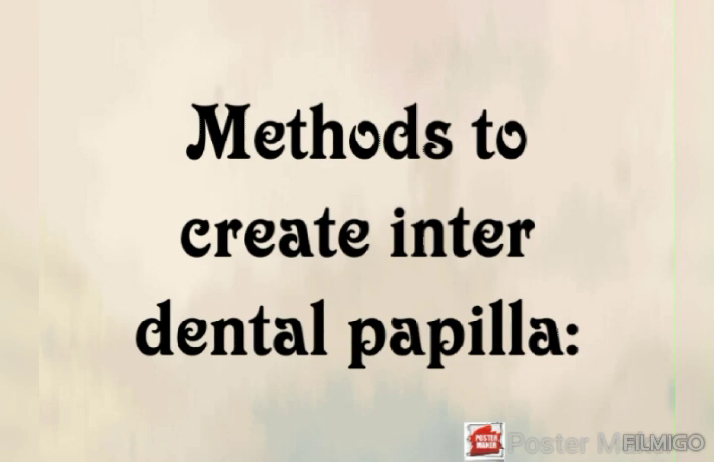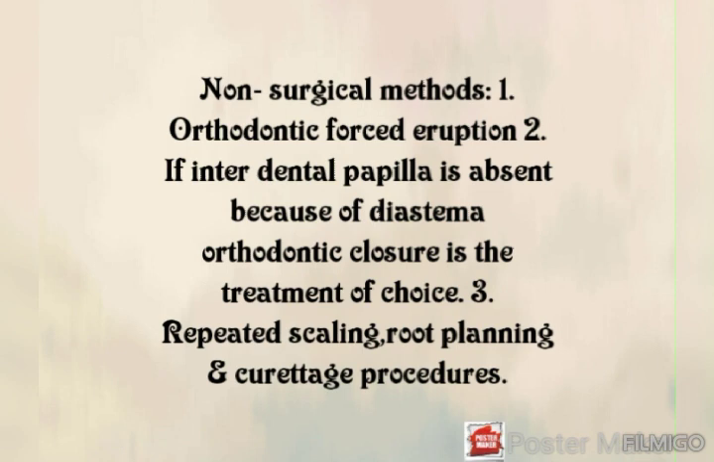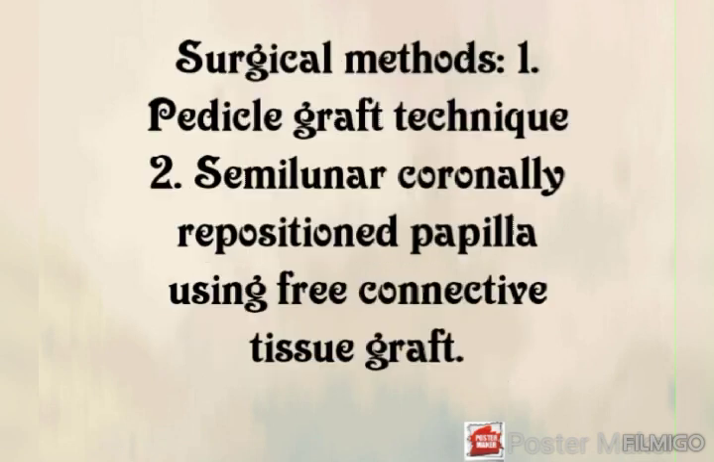Next, moving on to methods to create interdental papilla. How will you create interdental papilla? There are two methods for this: one is non-surgical method and another one is surgical method. The non-surgical method is orthodontic forced eruption, and the second one is, if the papilla is absent because of diastema, orthodontic closure is the treatment of choice. And the third one is repeated scaling, root planing and curettage procedure. These are the non-surgical methods to create interdental papilla.